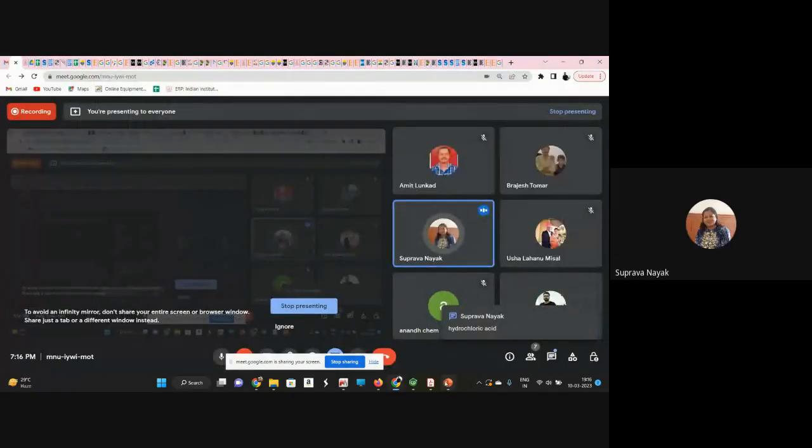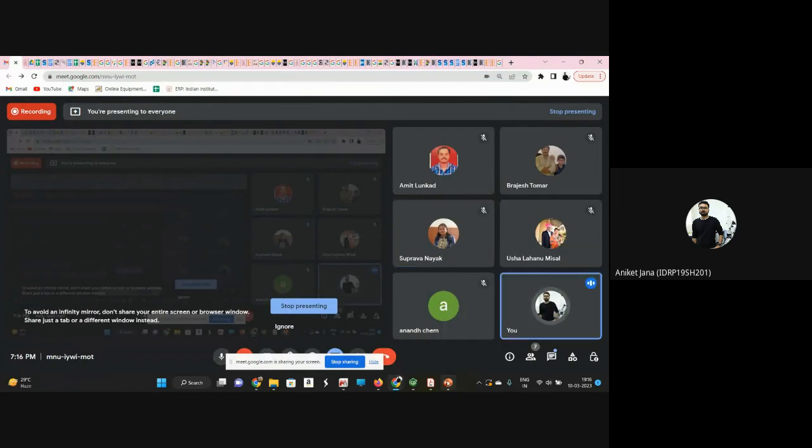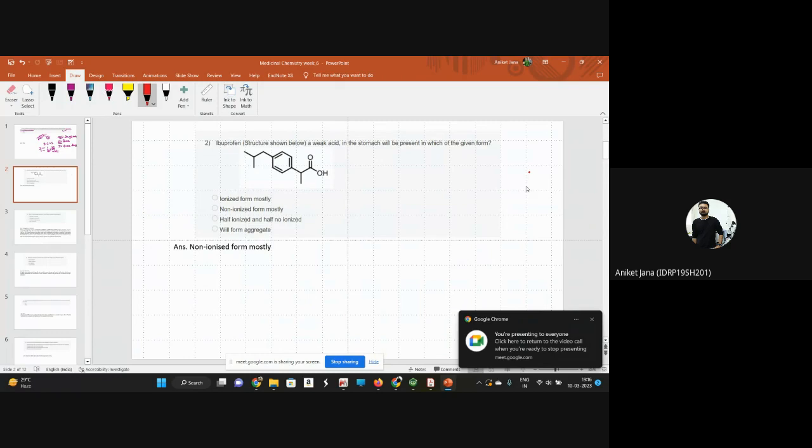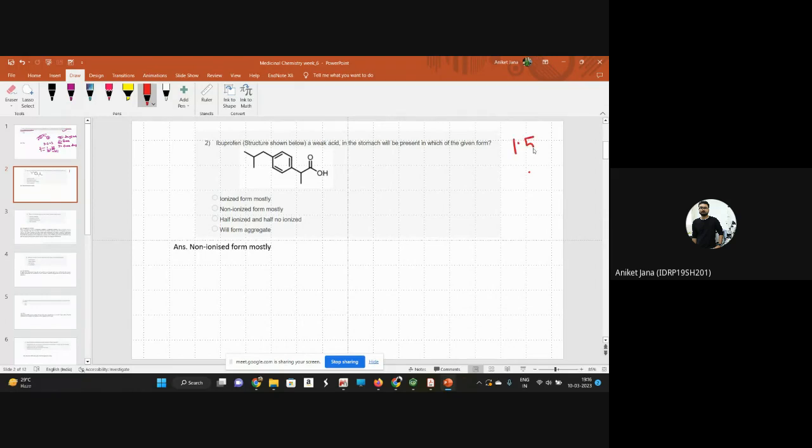Due to presence of hydrochloric acid. Yes, exactly. Due to the presence of hydrochloric acid in gastric juice, it is highly acidic and has a very low pH value. So in the stomach, the pH is around 1.5. And in the question itself, it is given that ibuprofen is a very weak acid. So how does a weak acid dissociate in a highly acidic medium?